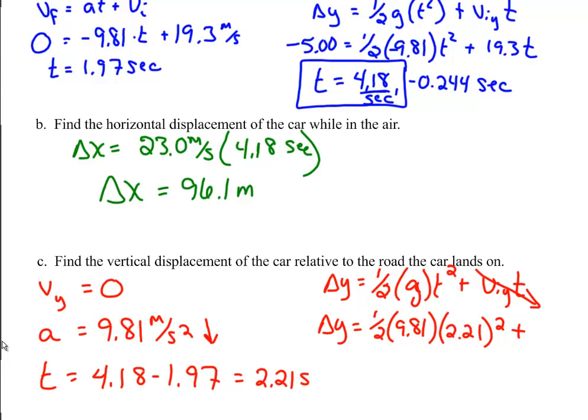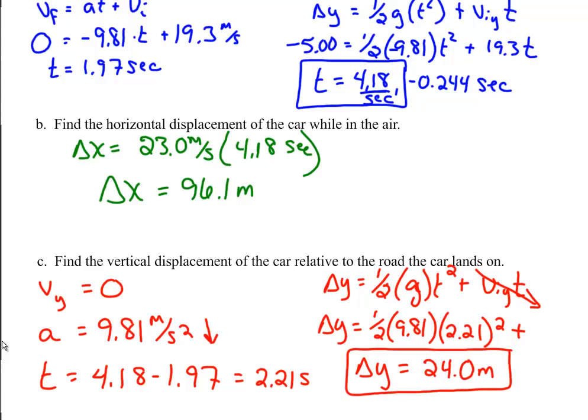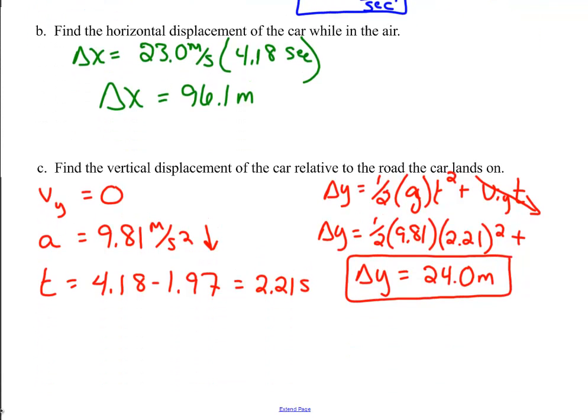That's easy. So now I'm going to just take that and solve for my change in vertical position. And I get 24 meters. So from the height of the parabola to the road it lands on, the car is traveling vertically 24 meters. That's quite a feat.